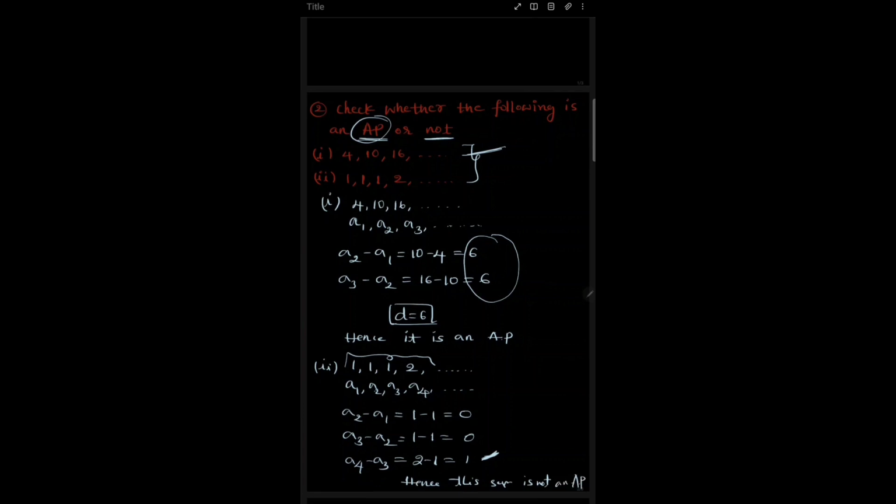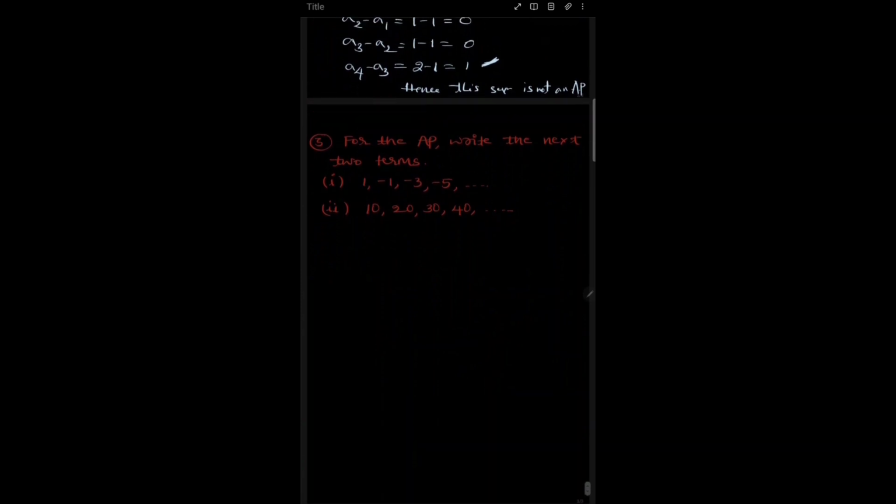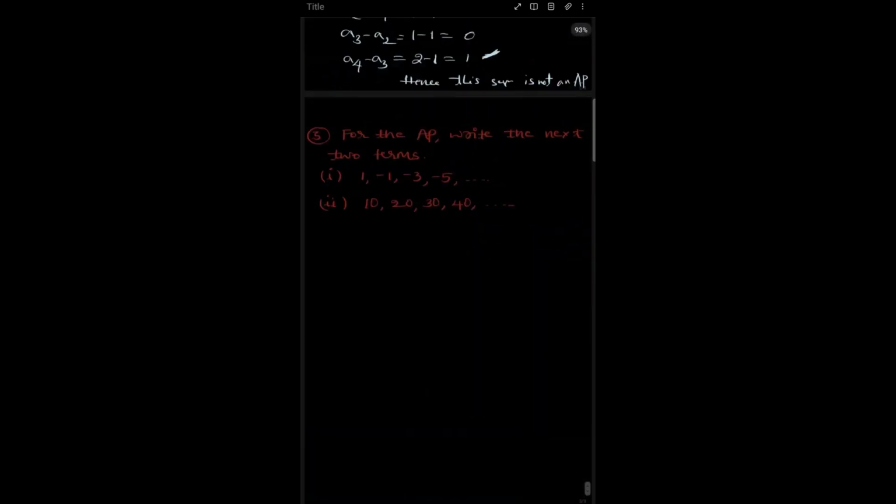So next problem. So next problem is, for the AP, write the next two terms. So here already told that it is an AP. Then no need to check whether it is an AP or not. Simply find the next two terms. Means here there is A1, A2, A3, A4. But you have to find next two terms. That means A5, A6. Here also same way you have to find A5, A6 because you already know A1, A2, A3, A4.